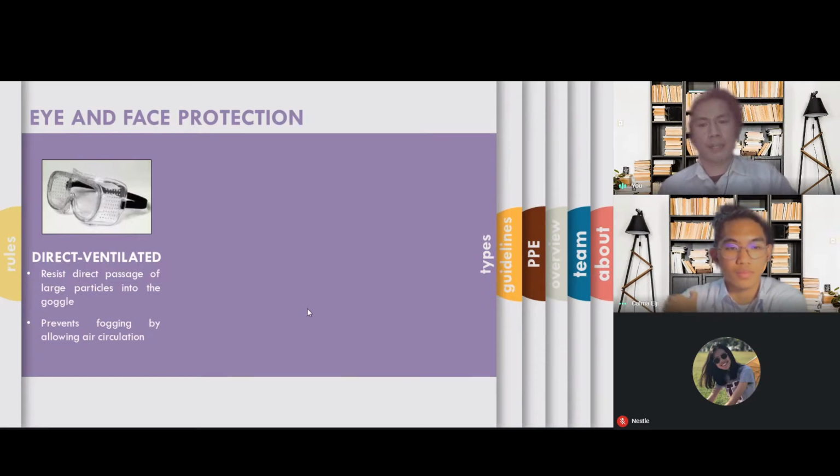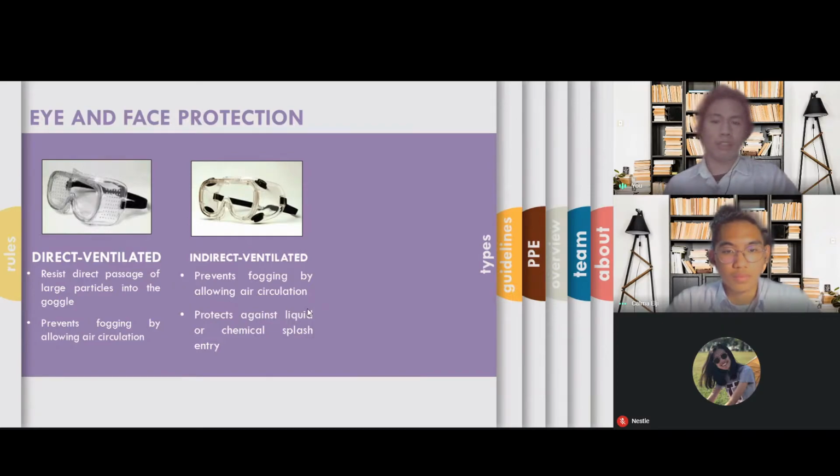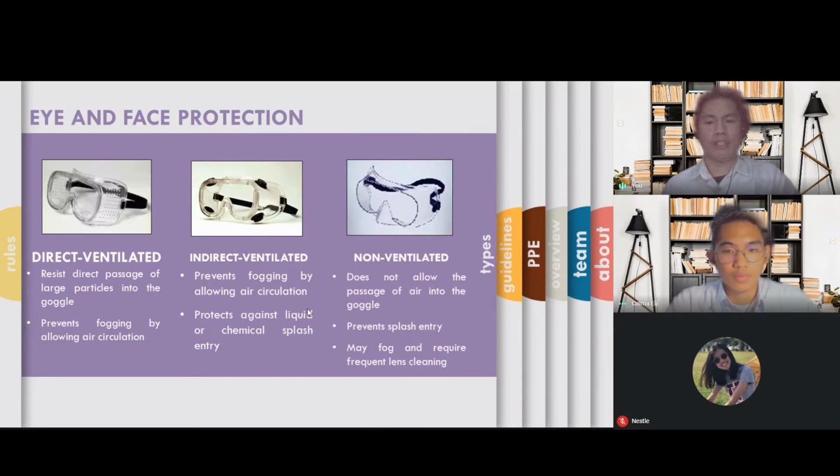Para sa next type, indirect ventilated. Nape-prevent naman dyan yung fogging, also allowing air circulation, preventing also the liquid and chemical splashes to enter the goggles. Para sa next type, yung non-ventilated. Hindi nagpa-pass through yung air dito, and dahil wala ngang holes ito, mostly, pag matagal lang ginagamit, may fog na nabubuo dun sa loob ng goggles, and also secure rin siya from splashing liquid.